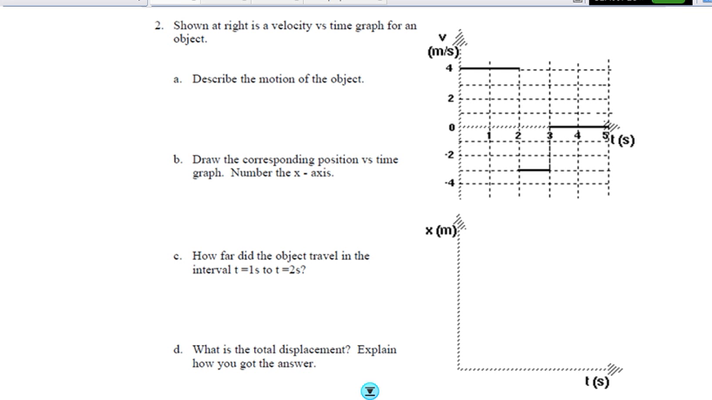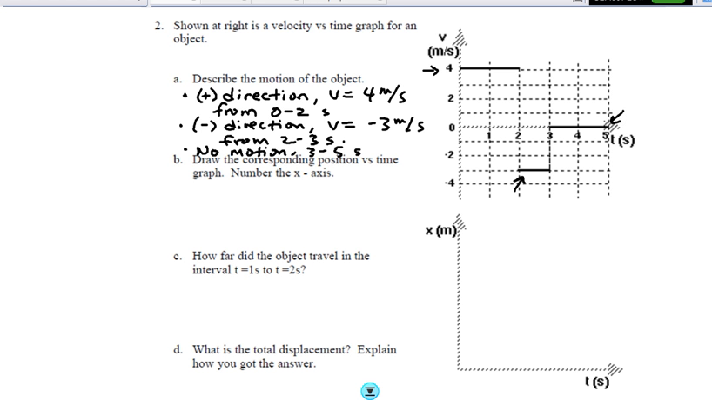So let's see. The first thing we can say is that it's moving to the right with a velocity of positive 4 meters per second. That lasts for 2 seconds. Then it moves to the left at a velocity of negative 3 meters per second. And then that only lasts for 1 second, and then it stands still with no velocity for 2 seconds.